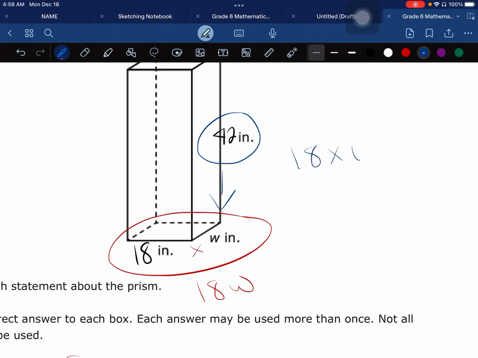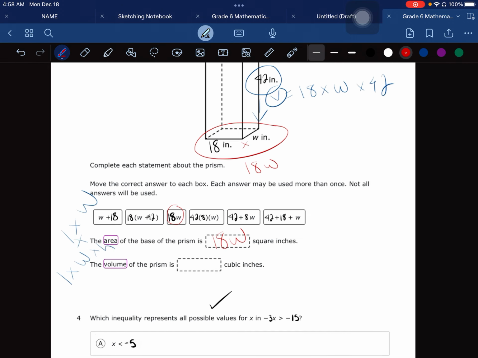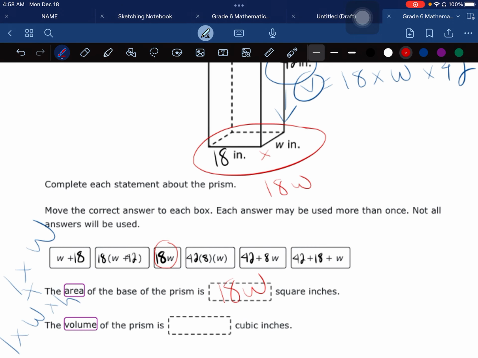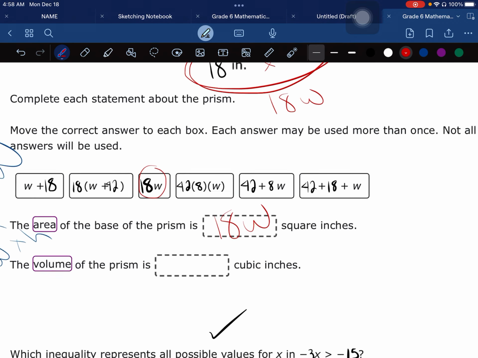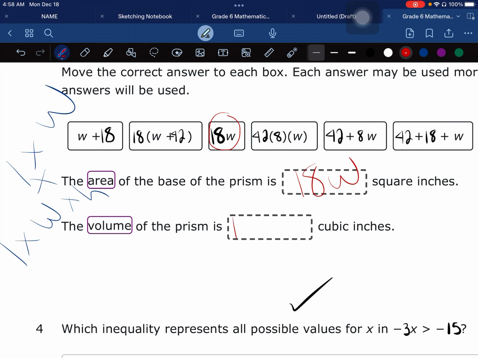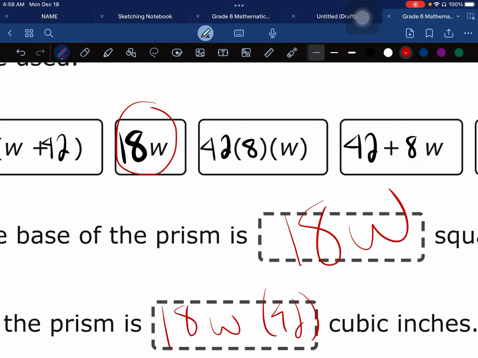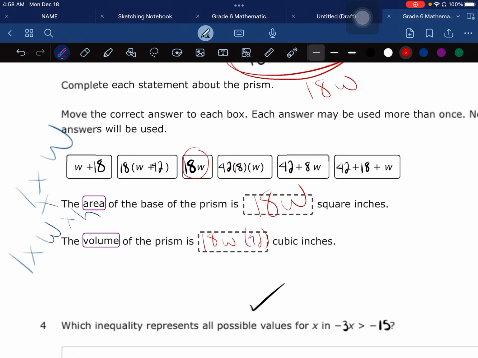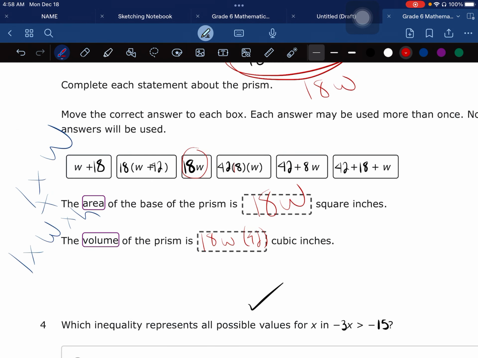So 18 times W times 42. This represents volume, chicos, el volumen. Entonces, el volumen es multiplicar los 3 números. El área es solo multiplicar estos 2 números que están planos y que es el rectángulo. Entonces, volumen 18W times 42. 42 times 18 times W. Aquí está, chicos. And I think I messed up. This should have been 18. But that's fine. No pasa nada.